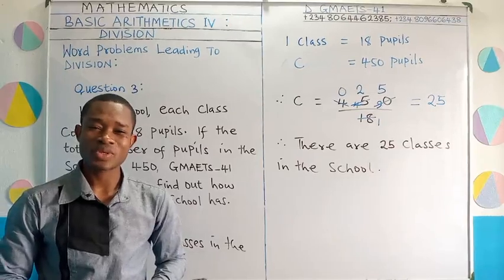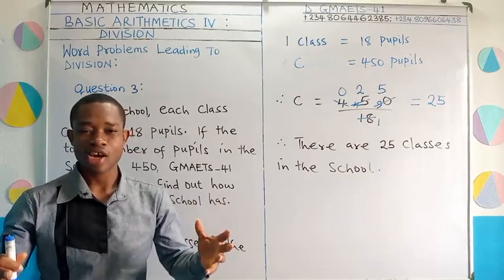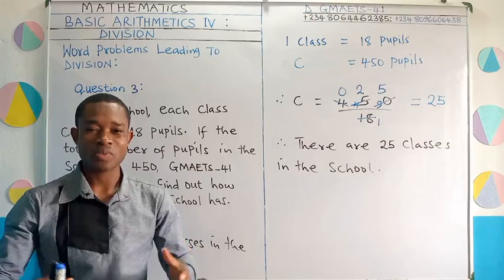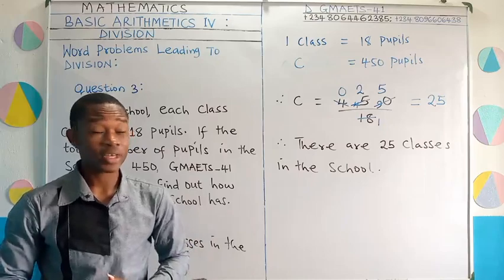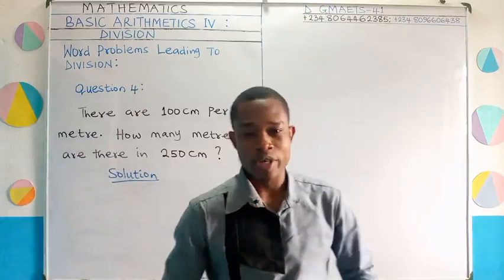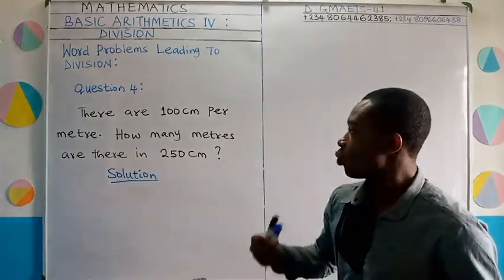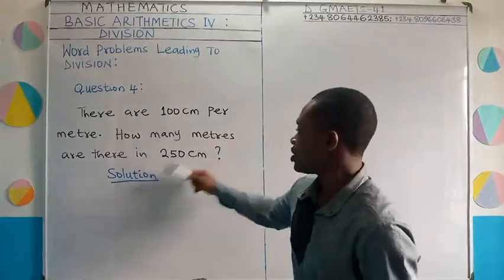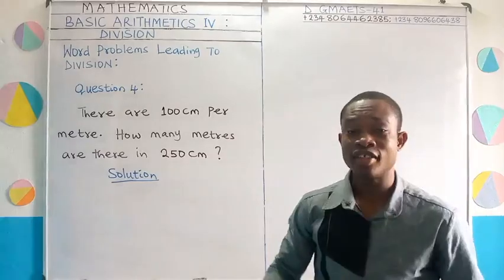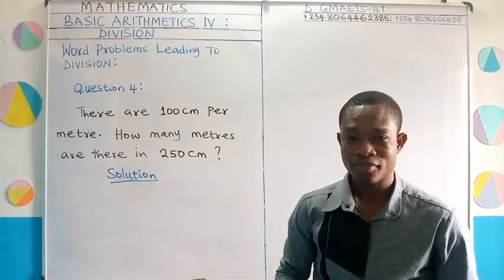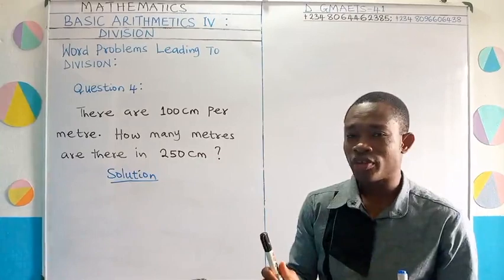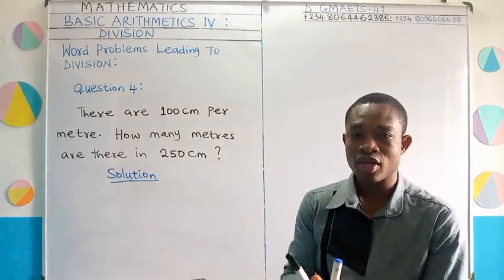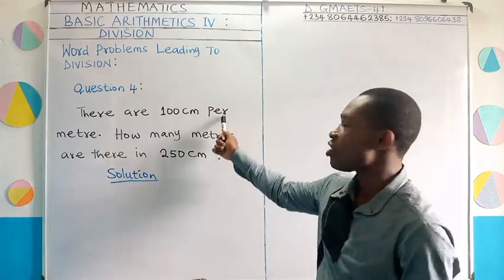Let's move on to the last question under word problem leading to division, which of course will mark the end of Basic Arithmetics Part 4, division for us. Question number 4. Our very last question. There are 100 centimeters, this cm represents centimeter, per meter. How many meters are there in 250 centimeters? So you see, according to the question, we know that there are 100 centimeters in 1 meter. That's the meaning of per meter.